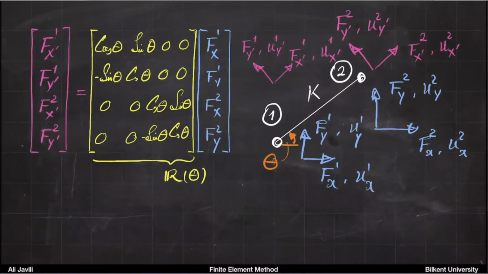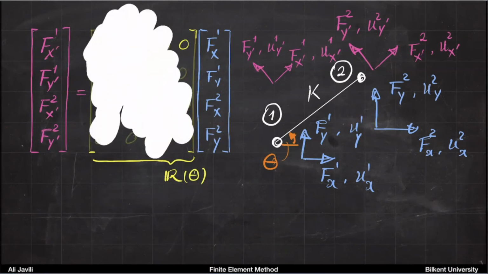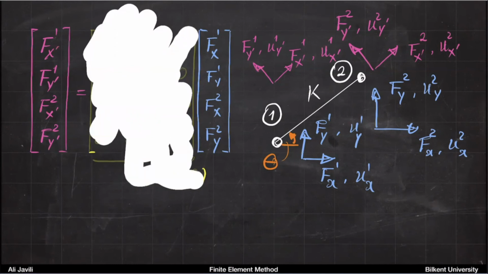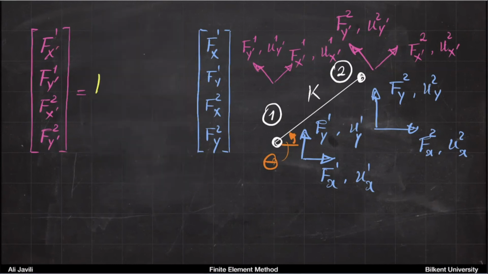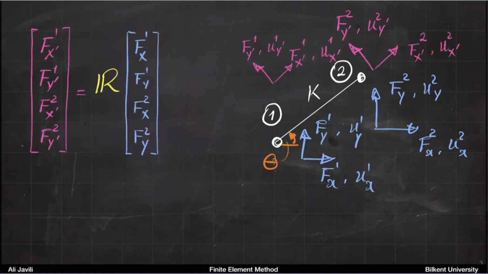Okay, so basically the story here is that instead of all that big matrix, I want to write it as R theta, or R simply. So this is the relationship between the forces from, let's say, the blue coordinate to pink coordinate system.